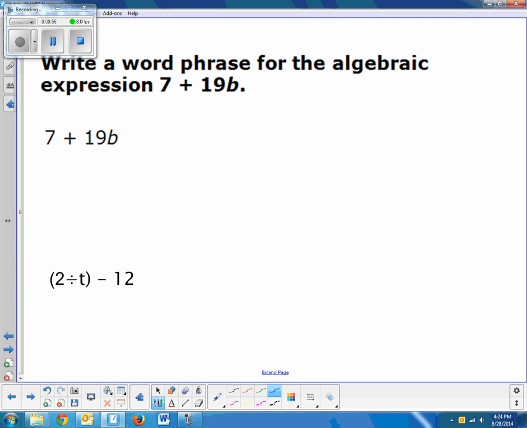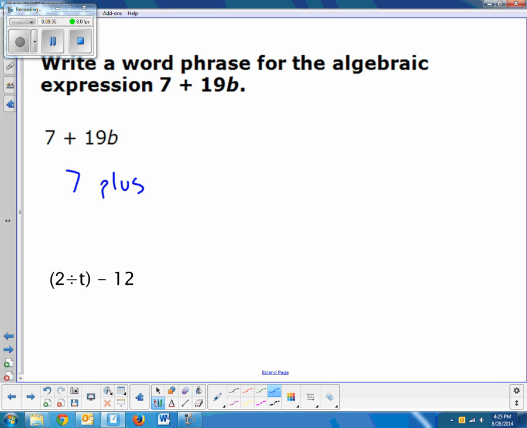Write a word phrase for the algebraic expression 7, the addition sign, 19b. So I've got two operations going on here. I have to be very careful of that. If there's more than one operation going on, then we need to set it up in a very specific way. So the 7 and the addition sign, we'll start with that. So we're going to say 7 plus, so I'm just going to use that sign. You certainly could say 7 added to. You could use any of those 5 words that we have for addition, but I'm going to use the word plus because it's just more natural for me. So 7 plus, I've got this 19b.